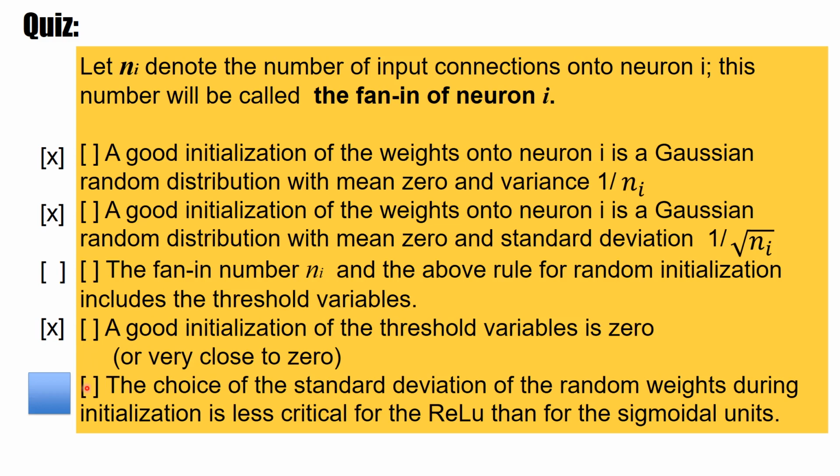Final claim. The choice of the standard deviation of the random weights during initialization is less critical for the ReLU than for the sigmoidal units. If you agree, raise your hand now. And yes, this is correct. So, first point for the ReLU. Let's see how we continue.